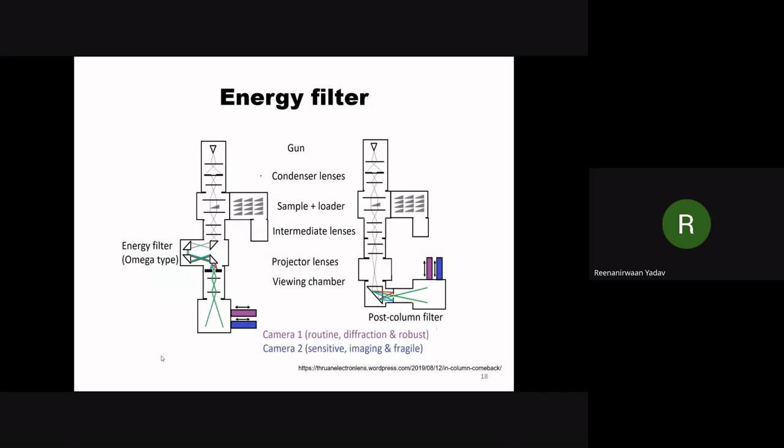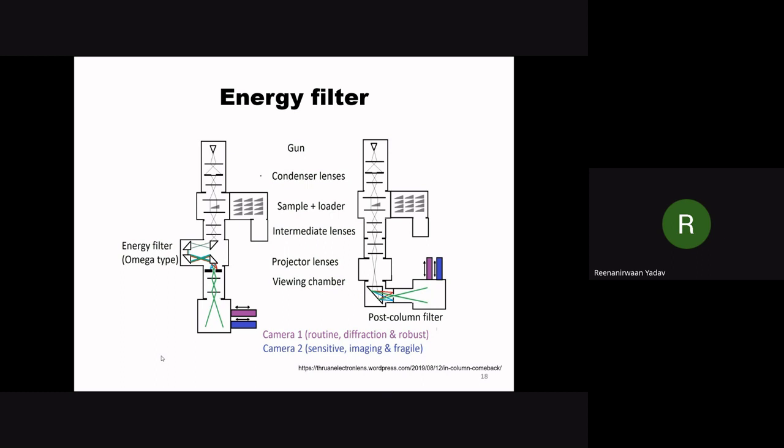Now come to the energy filter. Energy filter means, as we studied earlier in a slide, the electron-matter interactions. So the electrons which lose energy during the interaction with the object, we want to filter them out from those which are elastically scattered. For that, we are using energy filters. They can be in-column energy filters or post-column energy filters. In-column energy filters are also called the omega type.